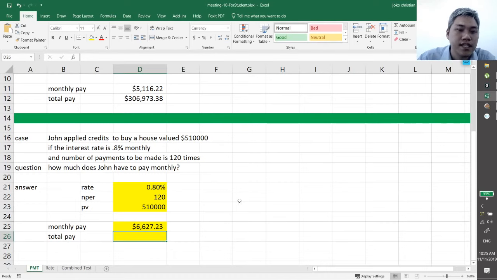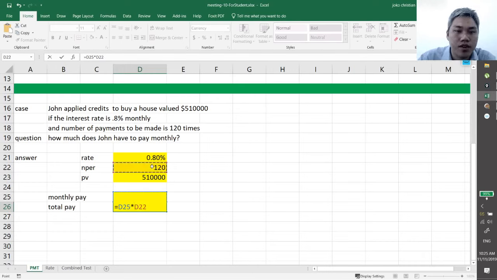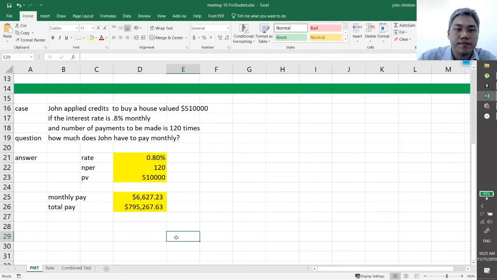for each month, and the total payment will be equal to the monthly payment multiplied with the number of payments. Sorry, closing parenthesis there, equals, there you go. So he pays a total of 795 grand. That's quite a lot, but yeah, that's how economics works.